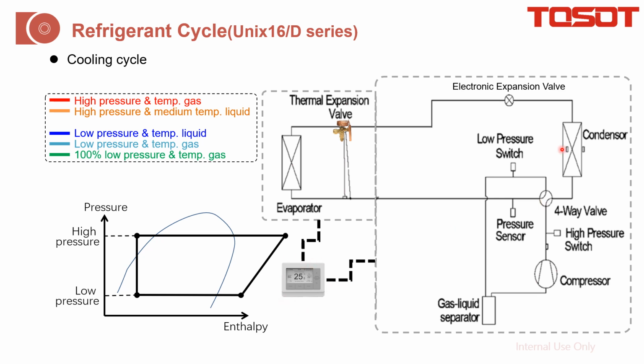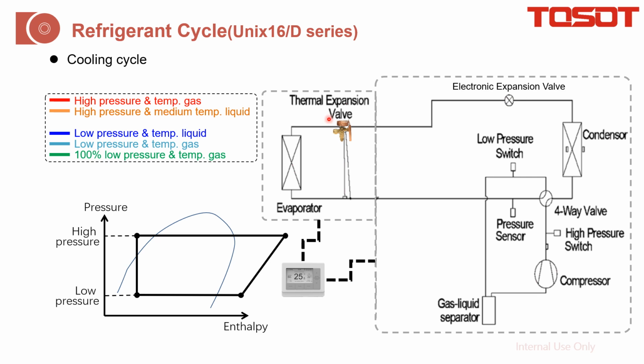And focus on the outdoor unit, so you can find that there is a compressor, four-way valve, and the pressure switch, just in case the pressure exceeds the limit, and also there is a pressure sensor to detect the pressure. The condenser releases the heat in cooling mode and absorbs heat in heating mode. And for the metering device, it is the electronic expansion valve.